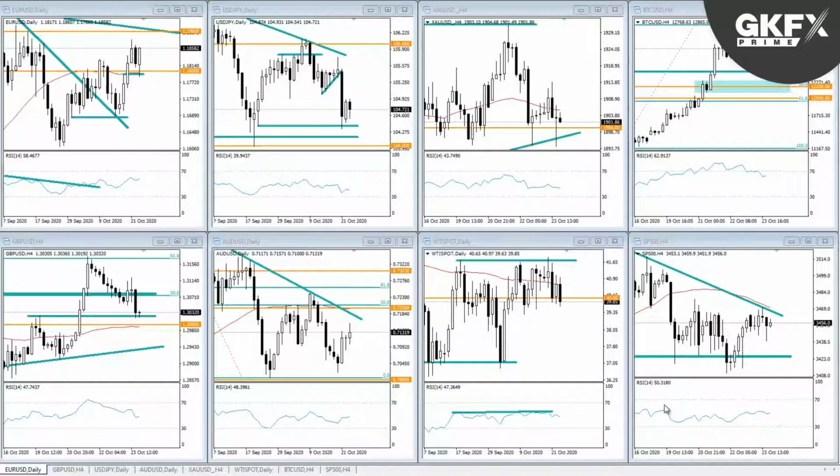Now there's a lot going on out there at the moment. We're on the countdown to the US election. We're looking for US stimulus. There's all sorts of factors going on here which are driving some price action in the market and offering some opportunities. So without further ado, let me jump straight into these price charts.